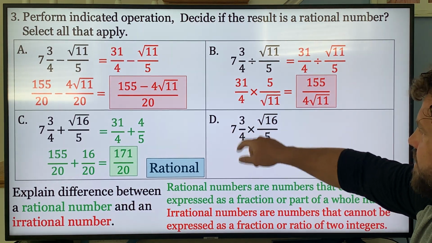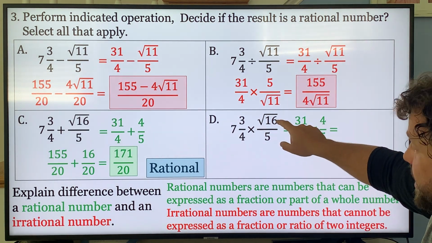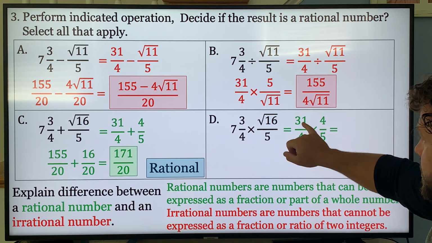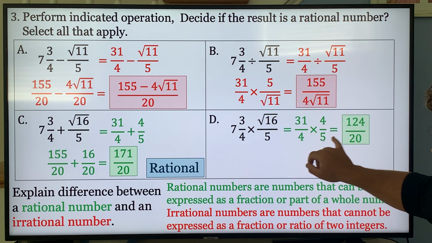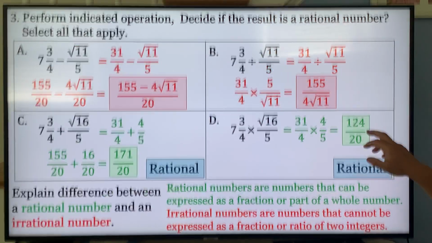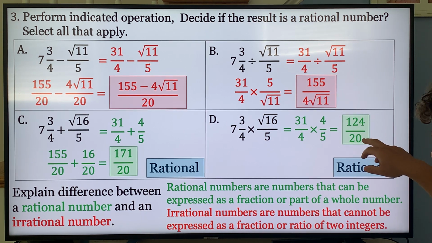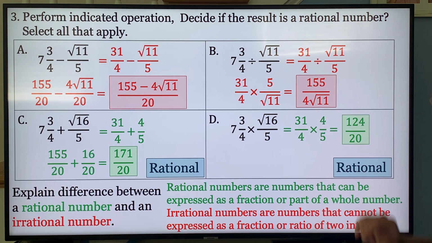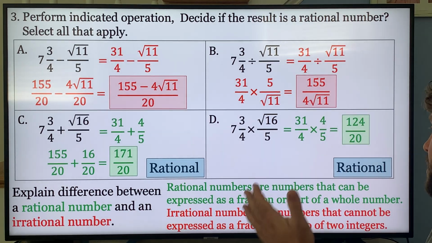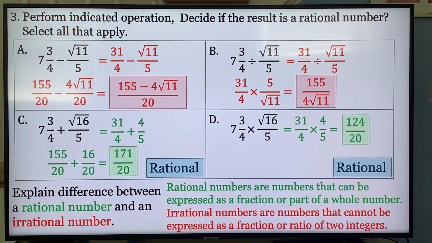This one right here. Once again, 7 and 3/4 becomes 31 over 4. Square root of 16, once again, is 4 over 5. When you multiply straight across, 31 times 4 is 124. 5 times 4 is 20. You can reduce that right there if you want to. Divide the top and the bottom by 4. This becomes 31 over 5. Or you can just cancel these guys out. 31 over 5. But anyway, it's a rational number because, once again, no radicals in it. It can be expressed as a fraction or a part of a whole number. Okay?